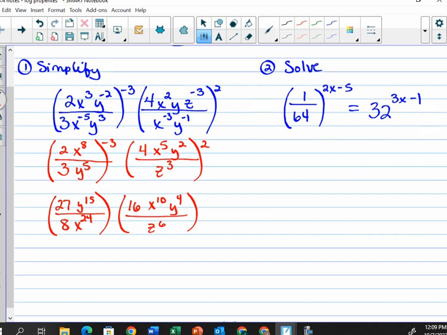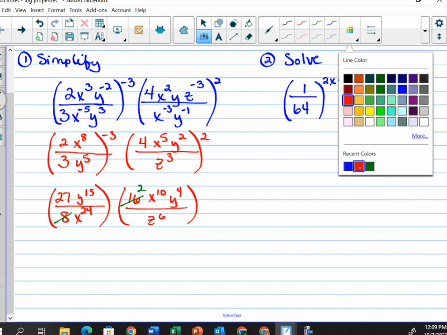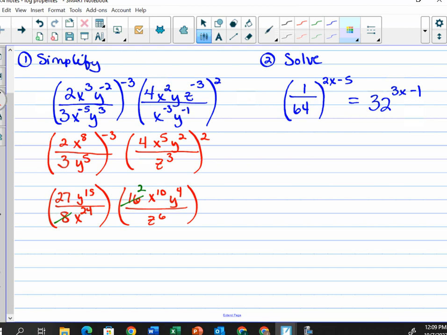Okay. I do not want to do 27 times 16. That sounds unpleasant, so I would reduce before I multiply. Always take the easier route, guys. So what can I reduce with the coefficients in these fractions? 8 and 16. Yeah, so 8's gone, 16 becomes a 2. 2 times 27 is much more manageable than 16 times 27. So 2 times 27 is 54. Looks like I've got y to the 19th in the numerator. X to the 14th in the denominator, and z to the 6th also down there.